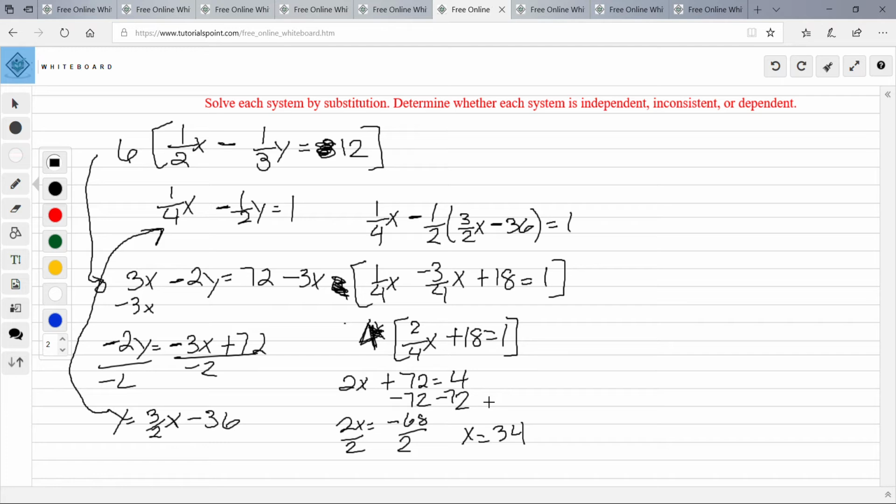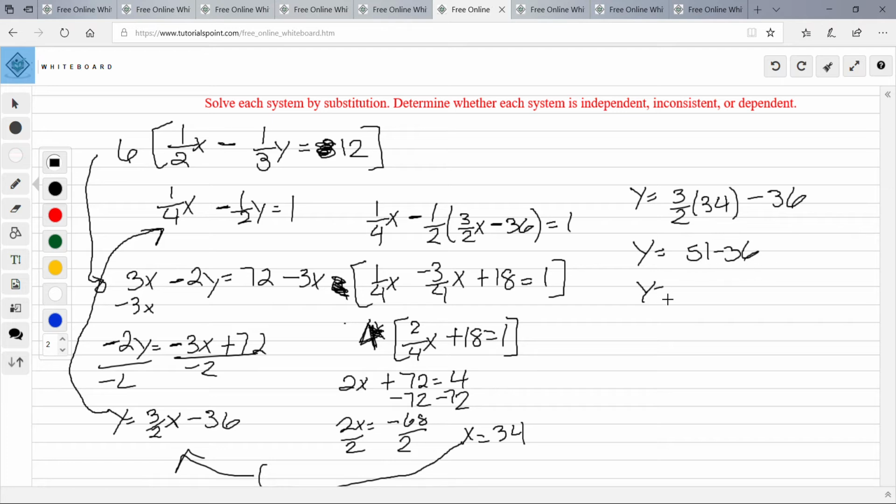Now what we can do is plug this x into this equation. So y equals 3/2, and wherever there's an x, we're going to put 34, minus 36. So y equals 3/2 times 34 is 51, minus 36. So y equals 15.